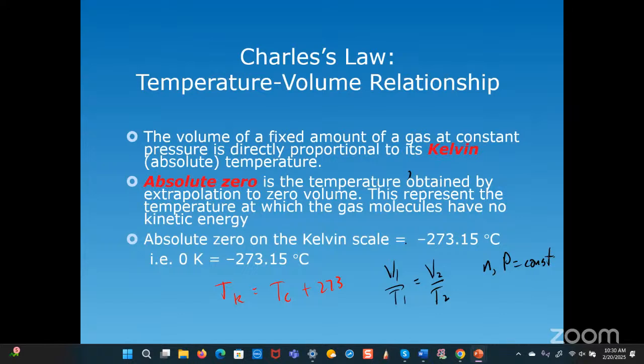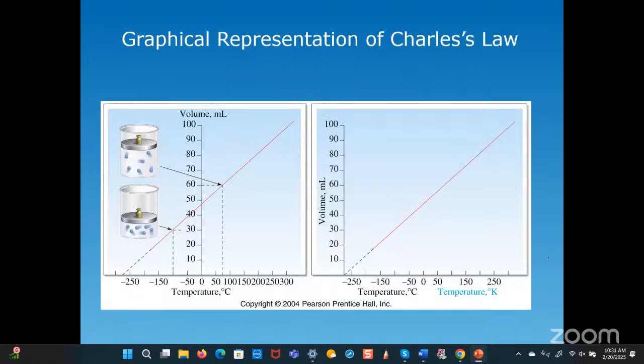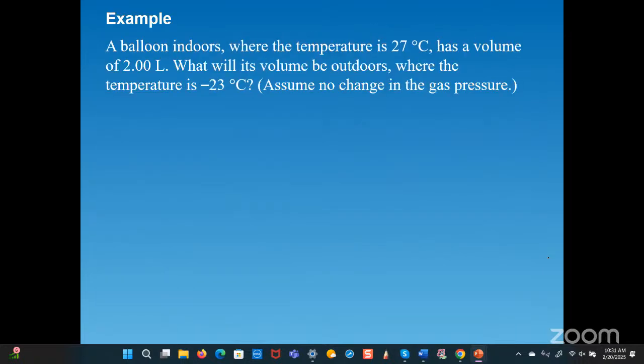Again, let me stress, the temperature must be expressed in Kelvin, right? It doesn't matter what the volume units are, because if V1 and V2 have the same units, then that's fine, right? But the temperature must be expressed in Kelvin, all right? Okay, so that's Charles' law, which we can apply to solving this problem right here. So this question says you have a balloon indoors where the temperature is 27 degrees Celsius, has a volume of 2.0 liters. What would be the volume of the balloon outdoors where the temperature is minus 23 degrees Celsius, right?